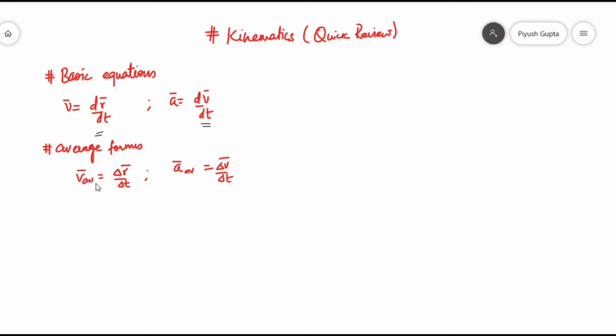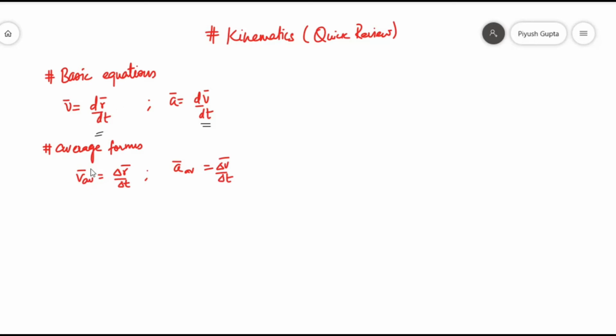Average velocity in the interval going from t1 to t2 is going to be delta r by delta t, where delta r is the net displacement and delta t is the total time. Similarly, average acceleration is going to be change in velocity divided by total time. Suppose I'm talking about speed, then instead of v it is ds/dt, which is the rate of change of distance traveled instead of the rate of change of position vector.